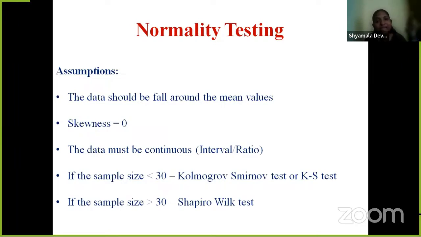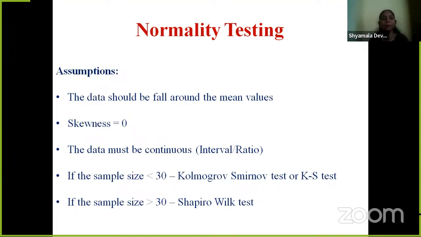If the sample size is less than 30, that is for a small sample, you will be doing the Kolmogorov-Smirnov test. If the sample size is more than 30, then we will be doing the Shapiro-Wilk test. So that is the only difference between the 2 tests. Based on the sample size, we have to choose the test for normality. Okay. So these are the assumptions.